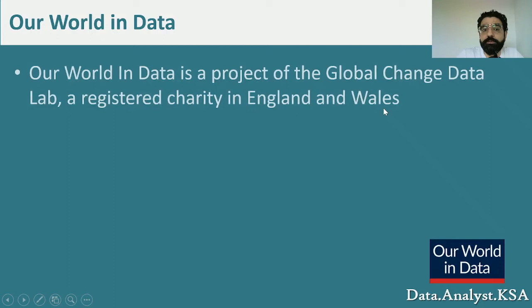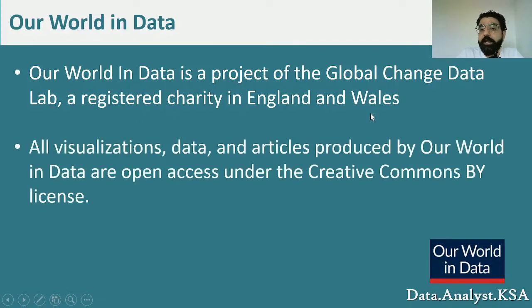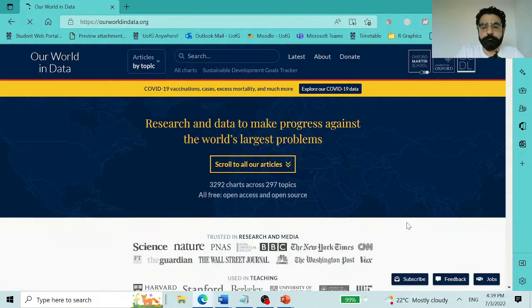So basically, Our World in Data is a project of the Global Change Data Lab, a registered charity in England and Wales. And the license for all the data is basically Creative Commons. So you can go ahead and download the data and start utilizing it, or even if you do some research on it, you can go ahead and publish the research without any issues. So let's go into Our World in Data.